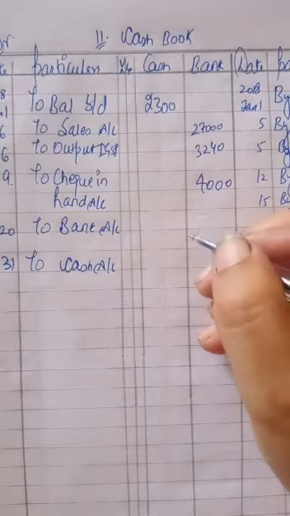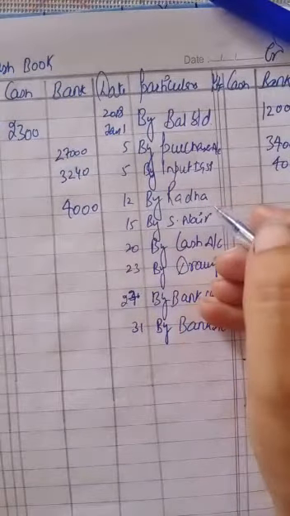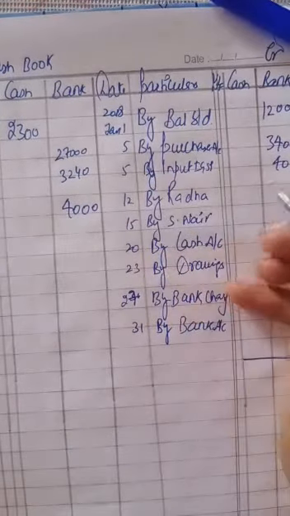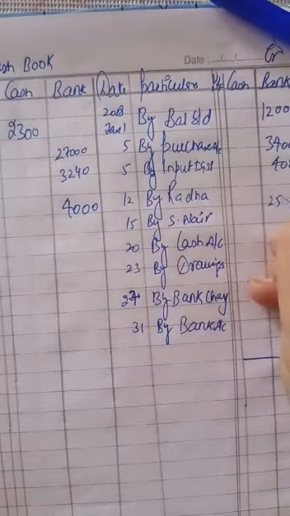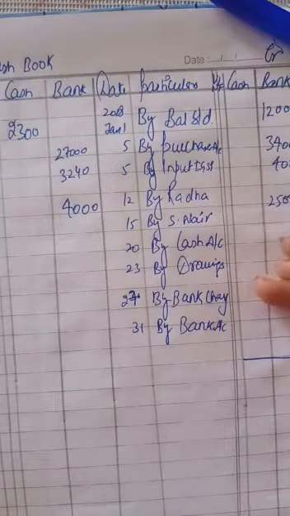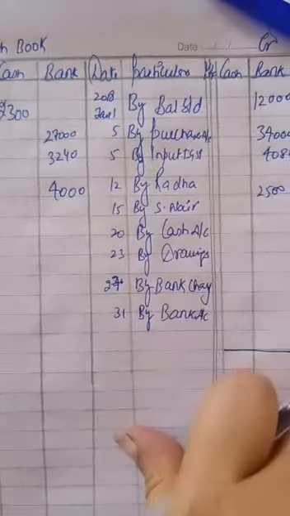On 12th, check paid to Radha 2,500. On 12th we will write that we have paid, so we will write on payment side by Radha 2,500. We have paid through check, so amount will be written in bank column 2,500.